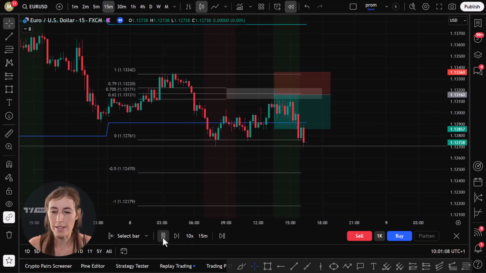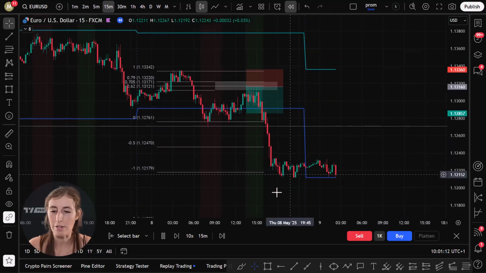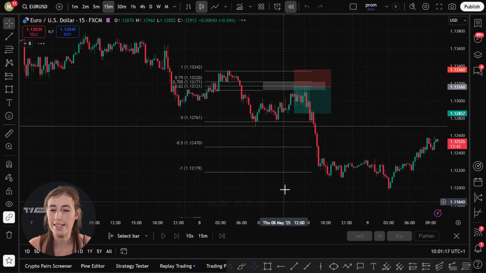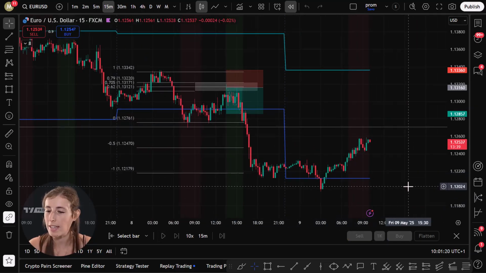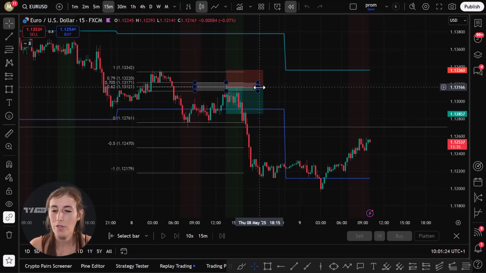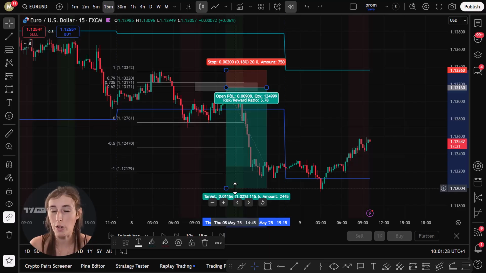But if I just play this through out of curiosity, you can see that price did in fact come down lower. It broke that horizontal level from the 4-hourly time frame, and it came down to retest the whole dollar amount, 1.12. So if I had doubled up my position, there would have definitely been room there for a trade runner.